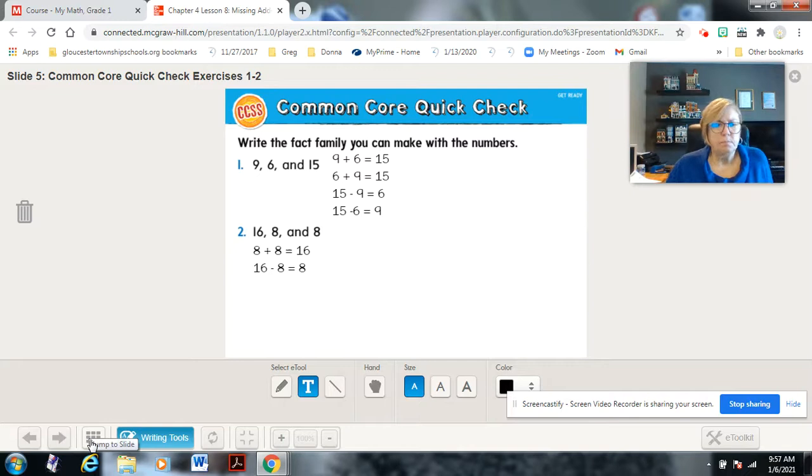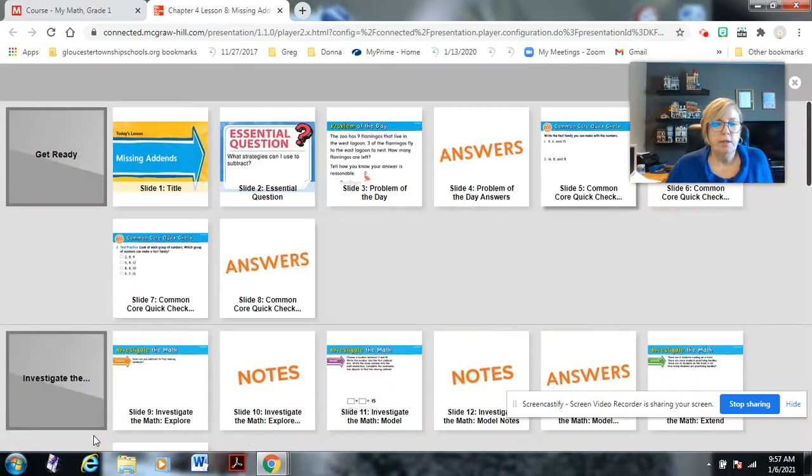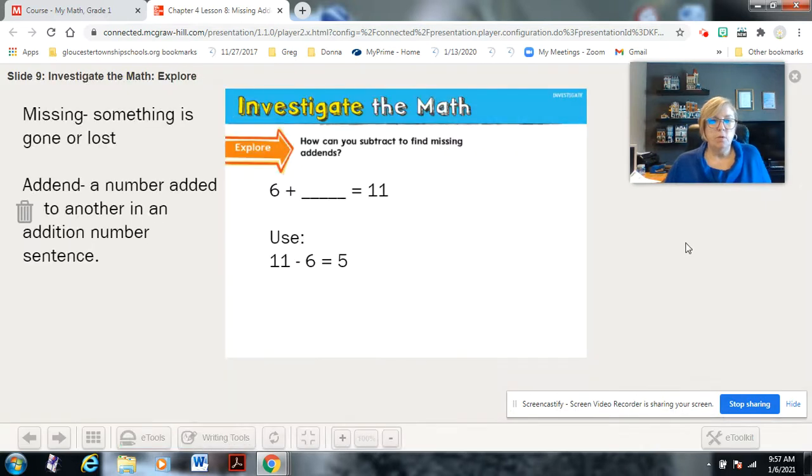All right. Okay, so let's move on to our next. We're going to further investigate, okay? And it says, how can you subtract to find missing addends? Well, right up here, let's go over what missing addends means. To do that, we'll break it apart. First, what does missing mean?